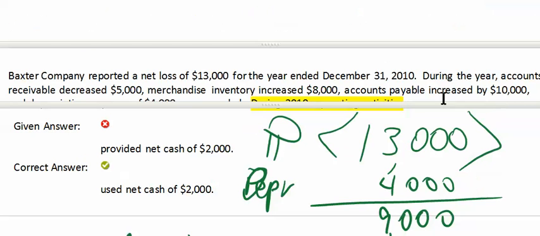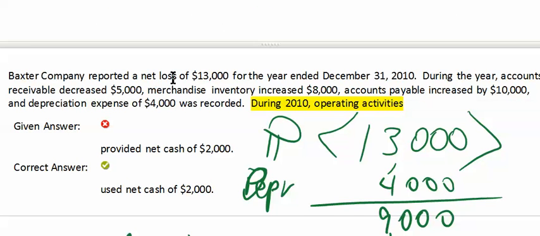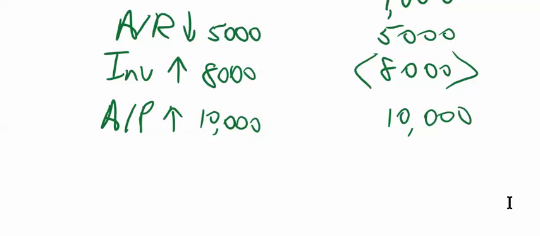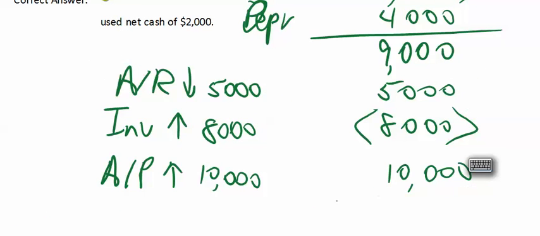And lastly, depreciation. Oh, I've already got it. So that's it. So now I can consider what my total would be.